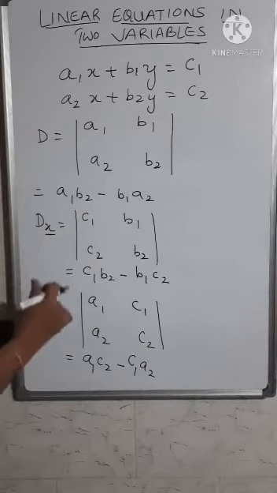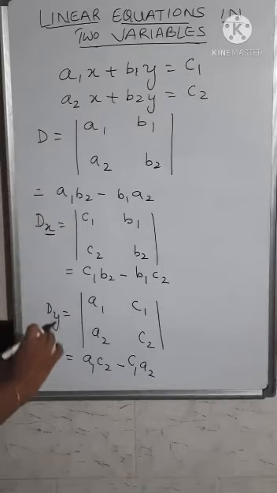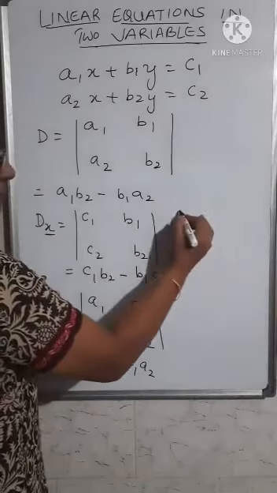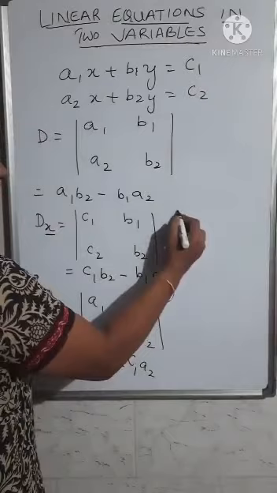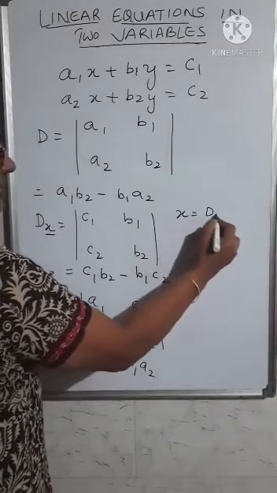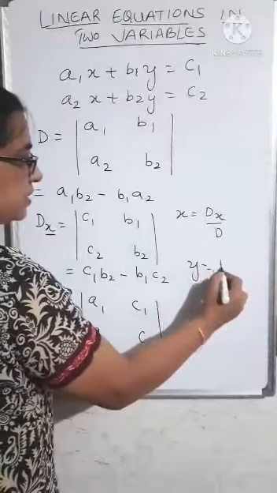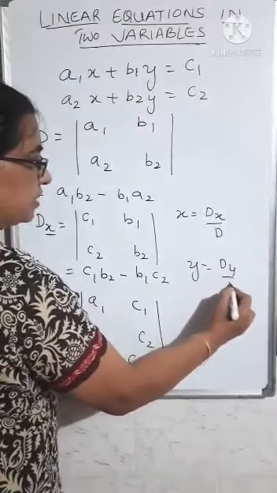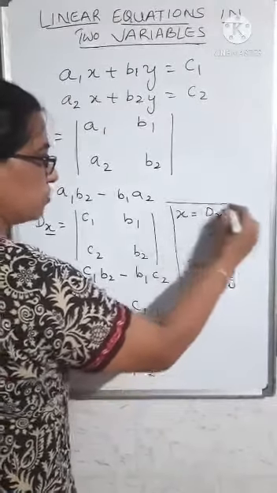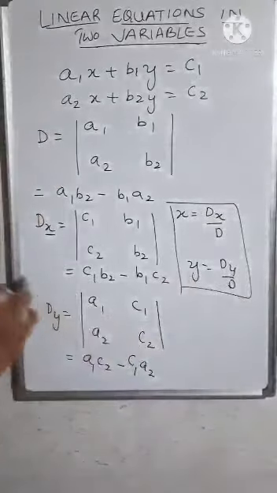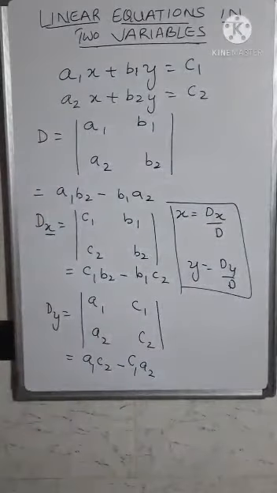Then after you get the values of D, Dx and Dy, you have one simple formula to find x and y. X is given by Dx upon D, and y is given by Dy upon D. This is how you work out the problem using Cramer's rule when two linear equations are given and you need to find the values of x and y.